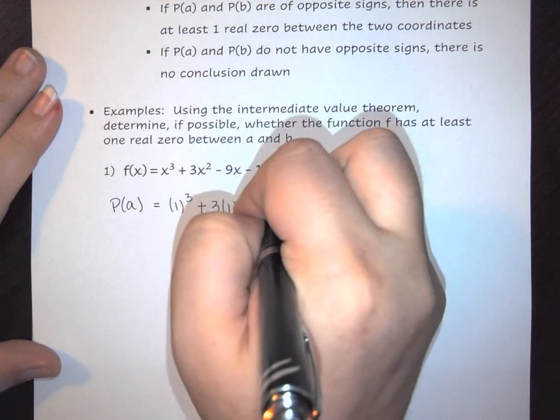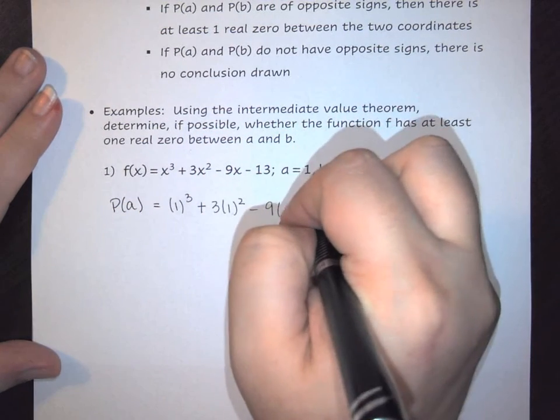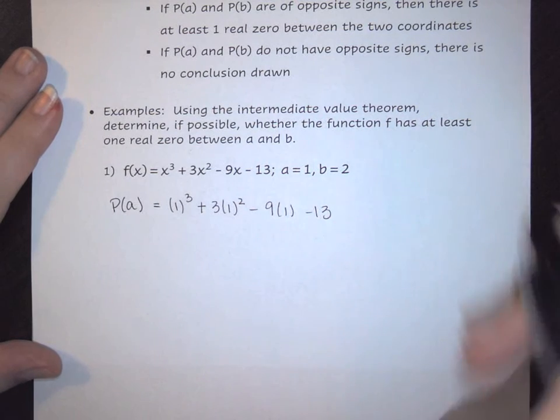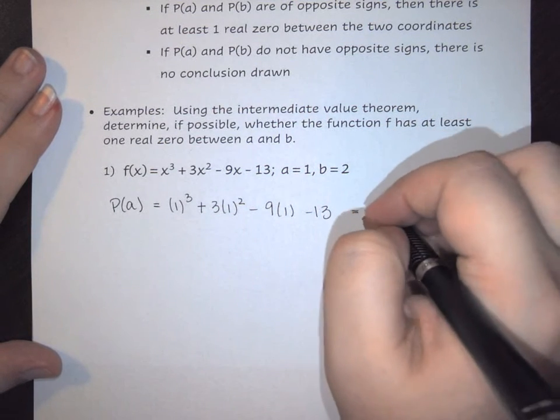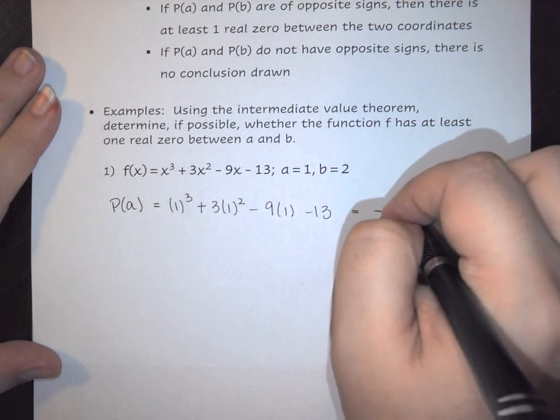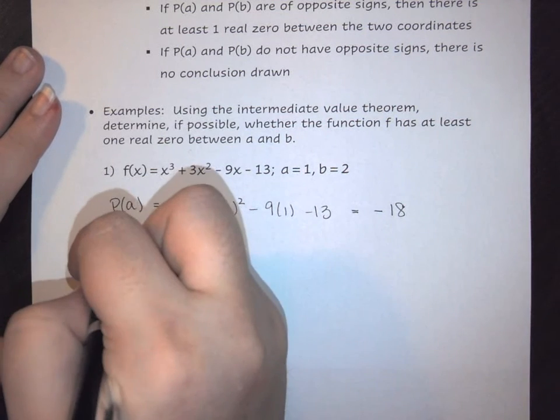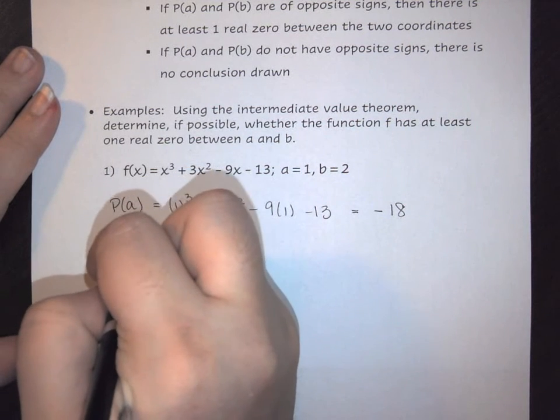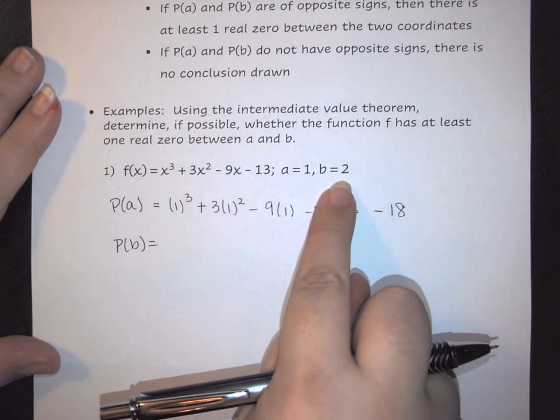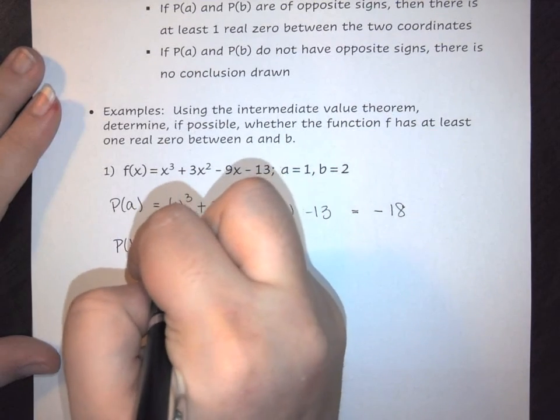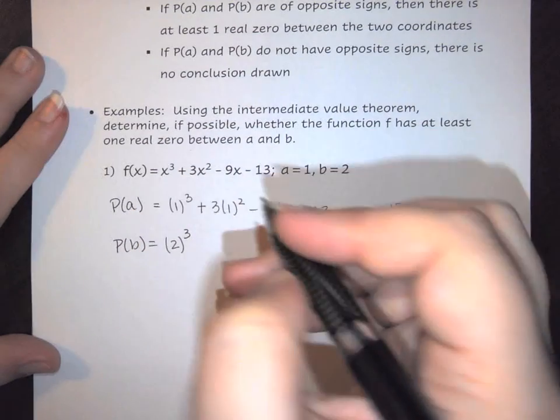And then the second thing we're going to look at is p of b, and in this case b is 2. So we're going to do the exact same thing, except anywhere we had an x, we're going to plug in a 2. So this is 9 times 2 minus 13. And in this case we end up with negative 11.